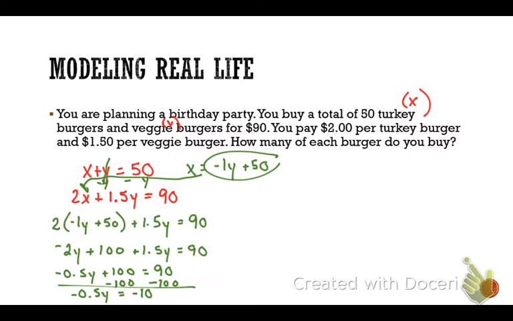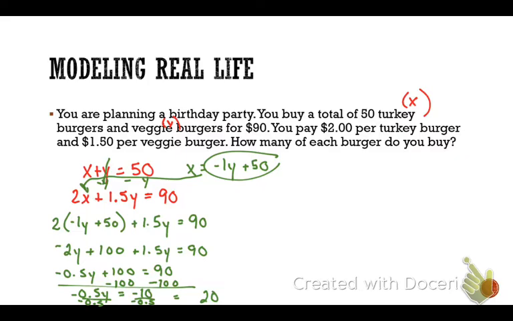One more step. What do I do? Divide by negative 0.5. Okay, you can use your calculators. What's 10 divided by 0.5? Yes, positive 20. Okay, so Y equals 20.